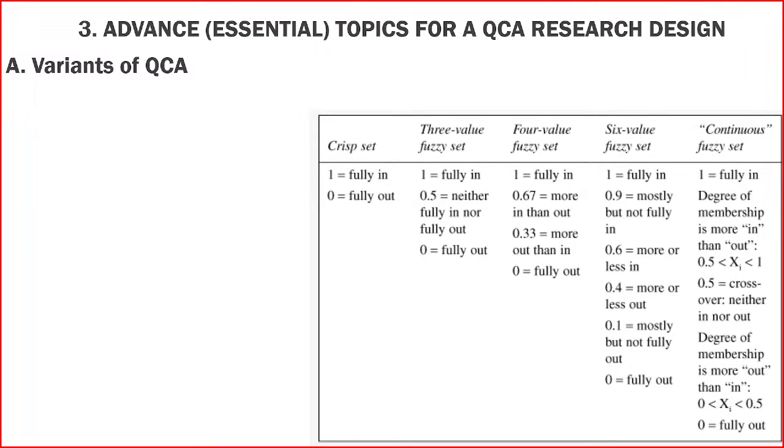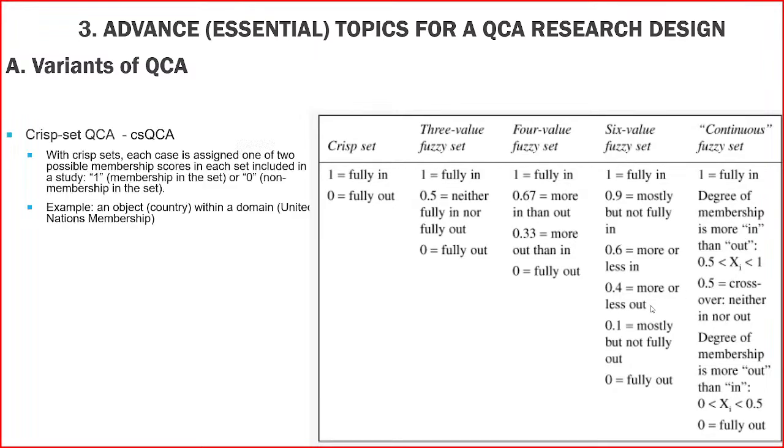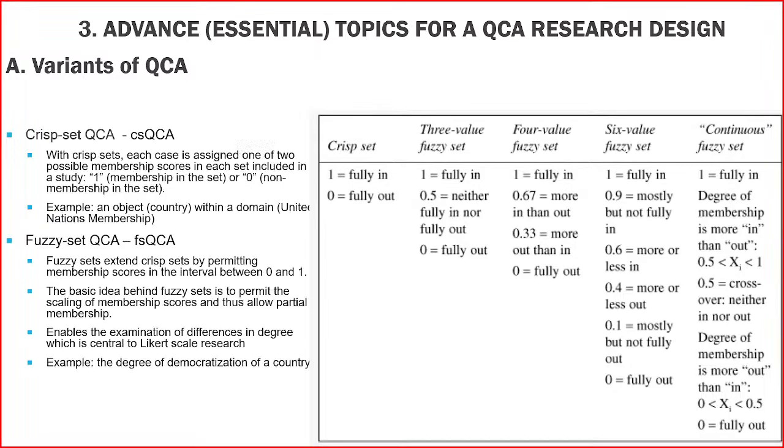And in the example here, the calibrated data was continuous. It was from 0 to 1. The membership of that condition could assume any value. We saw that, but it could also be just 3 values, like 1, 0.5, 0. It could be 4 values. It could be 6 values. The example that we did was a continuous fuzzy set. So these are the types.